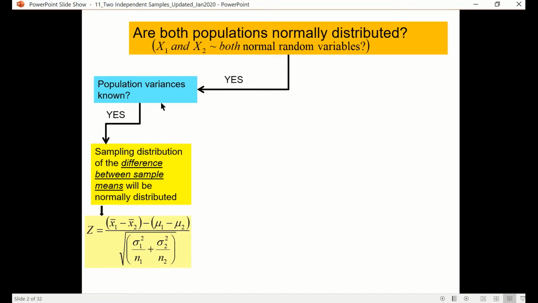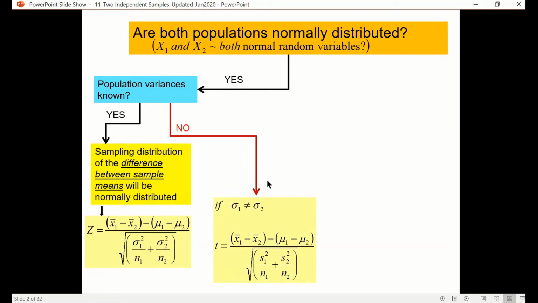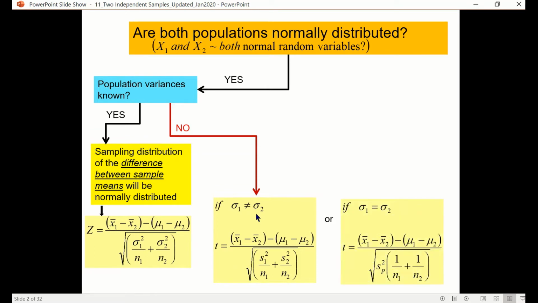Now what if we do not know the population variance? Then we have to use a t-distribution, and the test statistic will be of two types: number 1, when the variances of the populations of the two samples are not equal, and number 2, when the variances of the parent populations of the two samples are equal.